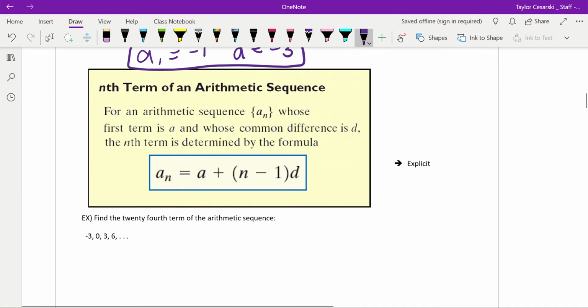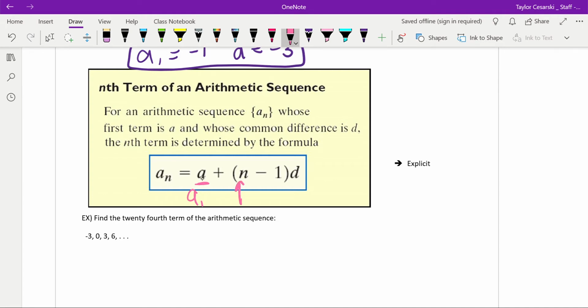Okay? Alright, so then we have the explicit formula. Let's say I want you to find the 100th term. You probably don't want to keep adding 4, adding whatever, over and over and over again until you find the 100th term. You probably want a little bit simpler of a way to do that. So this is called the explicit formula. Okay, so we have a, and this is your first term. You can also refer to it as a sub 1, plus n minus 1.